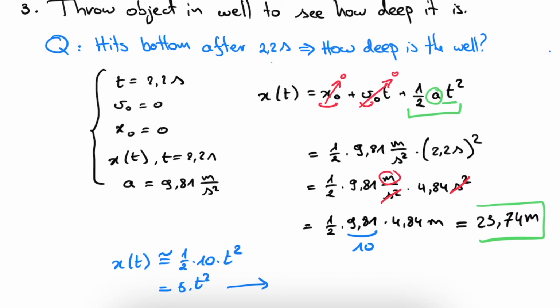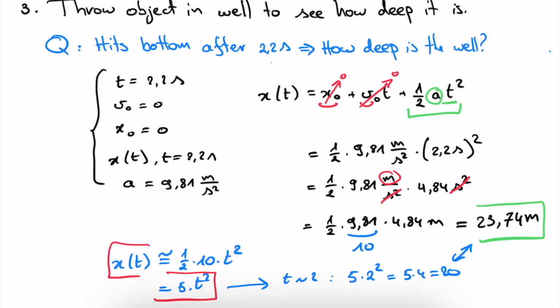In this example, we had that t was roughly 2. So our approximate result would have been 5 times 2 squared, which is 5 times 4, which is 20. And this is quite close to the result that we actually had. So this is a very nice formula to get an approximate result. For example, if you're walking and you find a well, you just drop something in, you count, you square the amount of seconds that you count, and you multiply the result by 5, and you know how deep the well is.